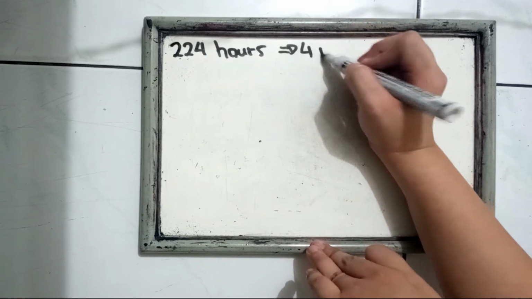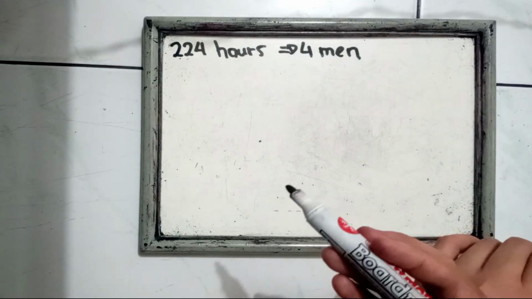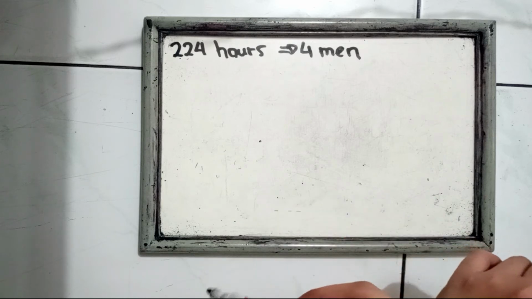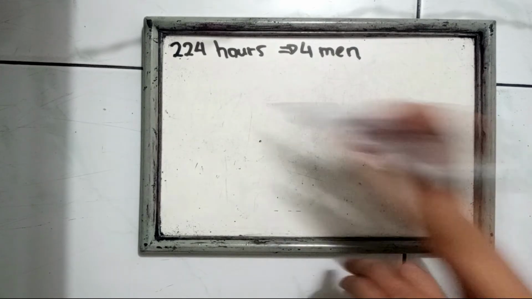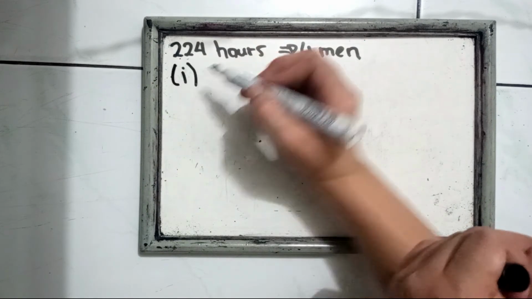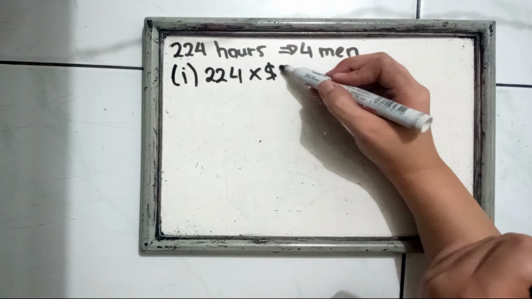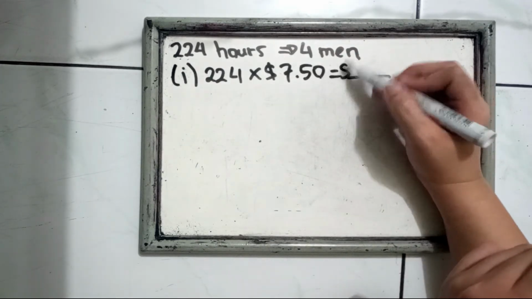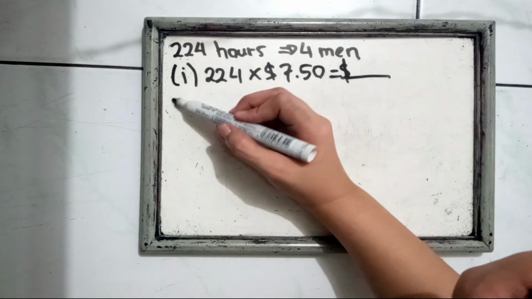4 men. Okay. For the first question, the hourly rate of each man is $7.50. If the 4 men do not work overtime, find the total amount to be paid to the men. Here, just easy only. So it means there are 224 hours, just times $7.50. You got the answer. You count it by yourself. That's for the first one, yeah? The second one.